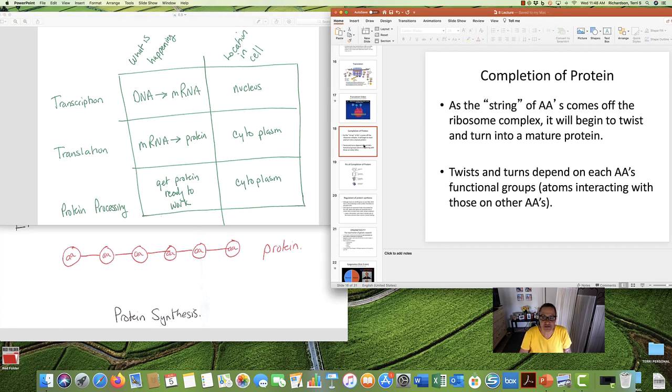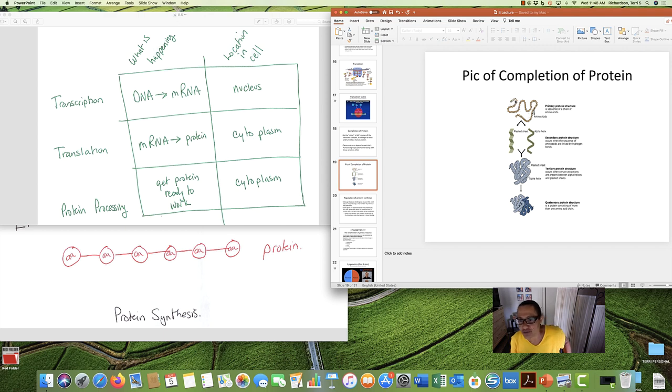Finally, we have completion of the protein as this little string of amino acids now bonded together leaves the ribosome complex. It starts to do some pretty complicated stuff. It twists and turns. This all depends on the functional groups, those reactive atoms that are doing chemical reactions. We end up seeing the primary structure, just the amino acids all linked together, but then the protein might fold or twist on itself, and it can have a lot of complex structure. We're not going to go into the details of that. It's really more for bio majors to go into all of the ways that the proteins are processed.